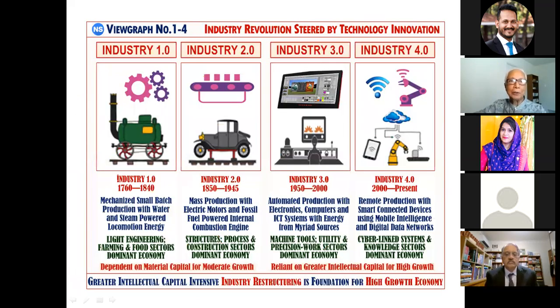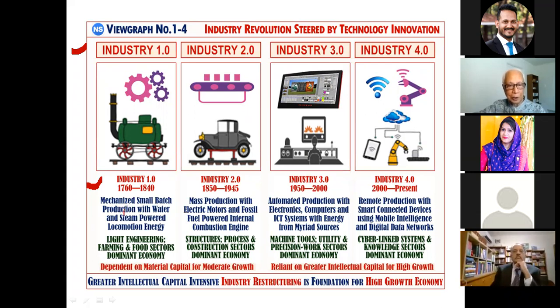Having said that, now I go to the industries. Industrial revolution also steered by technological innovation. And as you all know, we call nowadays Industrial Revolution 1, Industry 1.0, Industry 2.0, Industry 3.0, and Industry 4.0. And these are the time period when these happened. But most important for us is to see the process or the technologies which are used in those industrial revolution time, mechanized small batch production with water steam power locomotives here in 1.0, and mostly the kind of enterprises or economies we had, light engineering, farming, and food sector dominant economy.